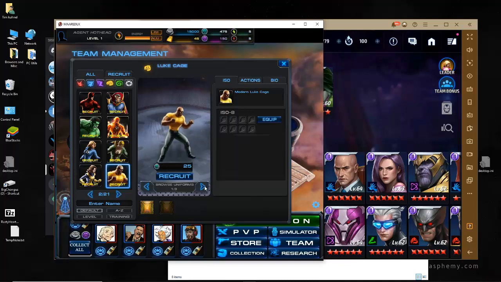Like Luke was a Scrapper and then they gave us Scrapper Bruiser. Human Torch was a Blaster. They gave us Bruiser Blaster. So that's kind of a little piece of trivia there for you. 3 is probably the most common out of all of them.